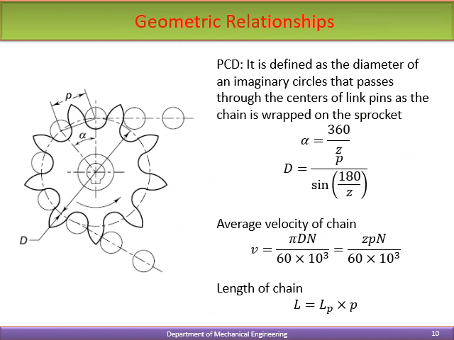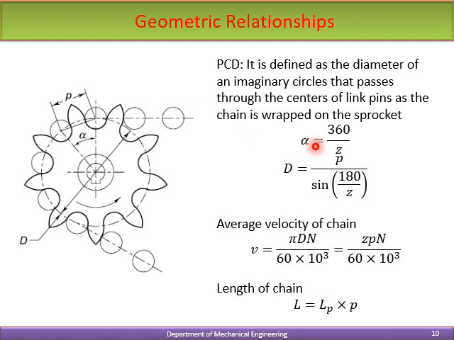The engagement of chain on a sprocket wheel is shown in this figure, where D is the pitch circle diameter of the sprocket and alpha is called the pitch angle. The pitch circle diameter of the sprocket is defined as the diameter of an imaginary circle that passes through the centers of pins as the chain is wrapped on a sprocket.